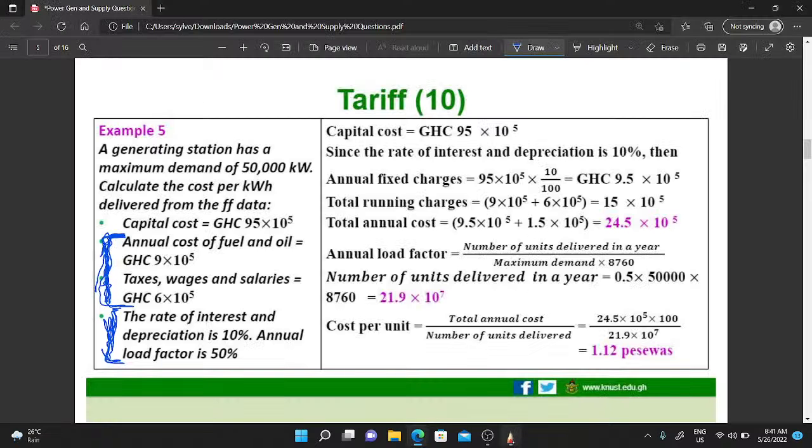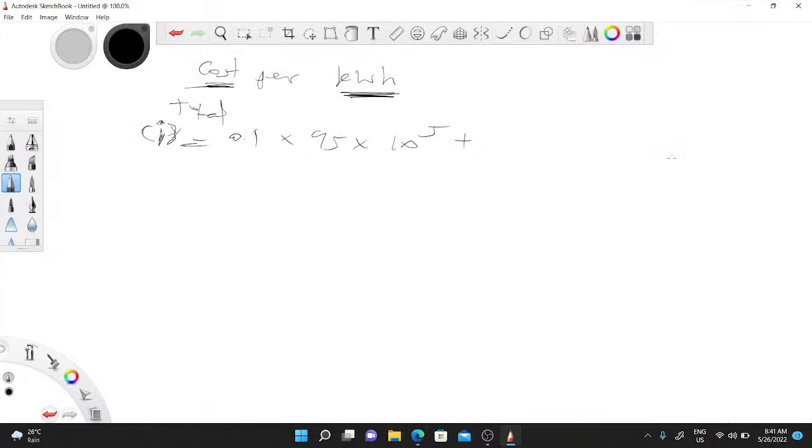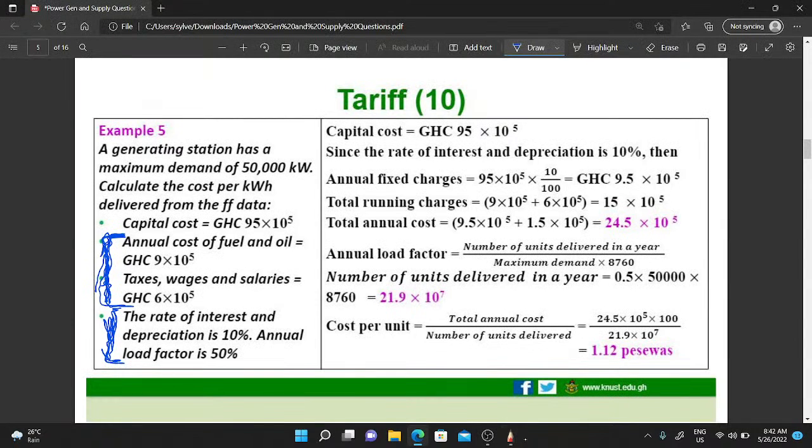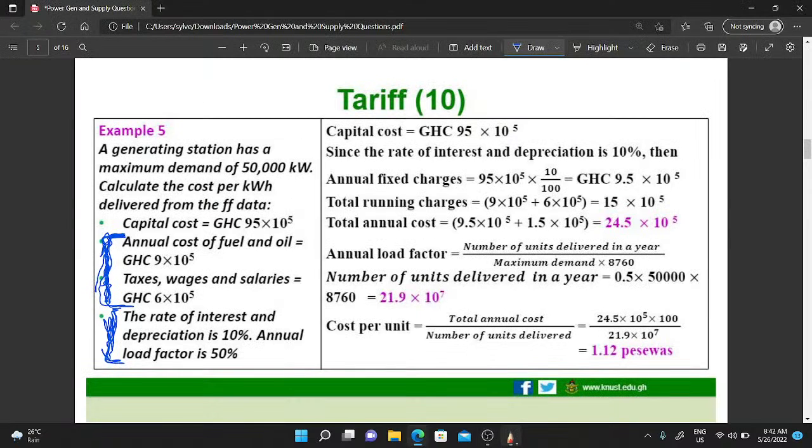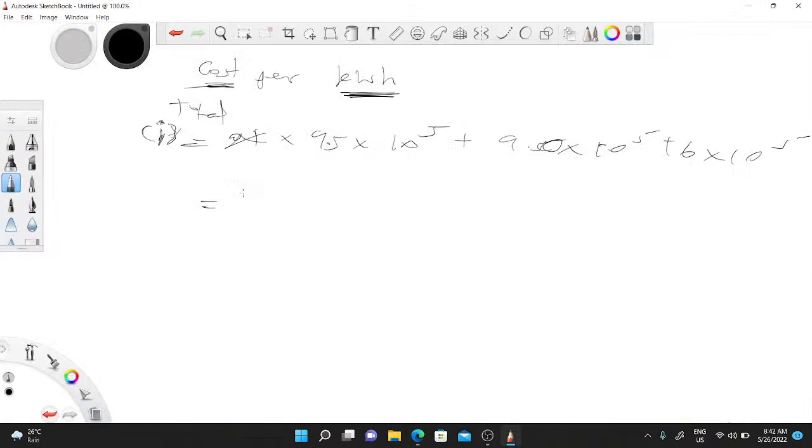the running costs, which we can see as 9 times 10 to the 5 and 6 times 10 to the 5. So 9.0 times 10 exponent 5 plus 6 times 10 exponent 5. So if you sum these two, this becomes 9.5 when you multiply. So if you sum the two, you get 24.5 times 10 exponent 5. This is in Ghana cedis, this is cost. So right now we have our cost.